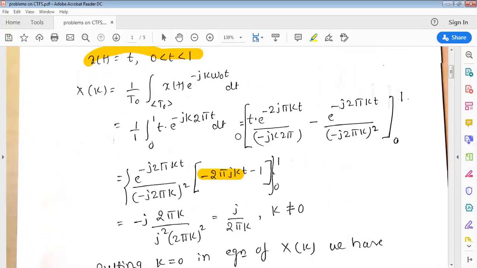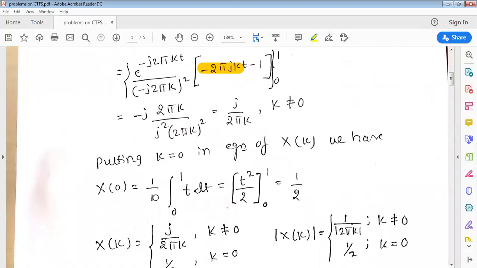Therefore, once again, go back to this equation, x of k, and put k equal to 0. When you put k equal to 0, this quantity will become 1. e power j0 will become 1. Therefore, 1 by 1, integral from 0 to 1, t dt. So that's what I have. This is equal to t square by 2 from 0 to 1. That will become 1 by 2.